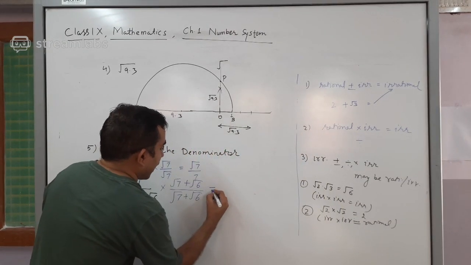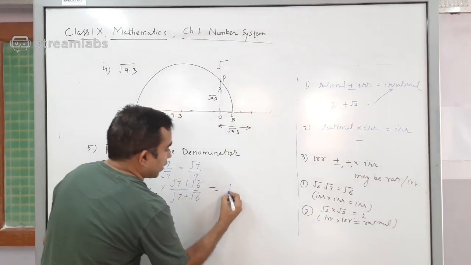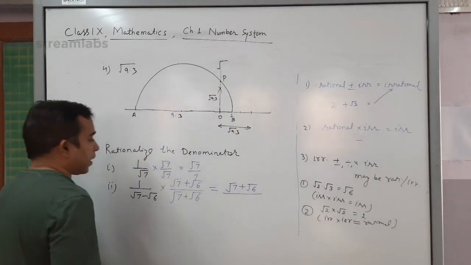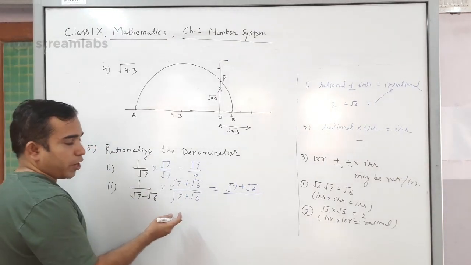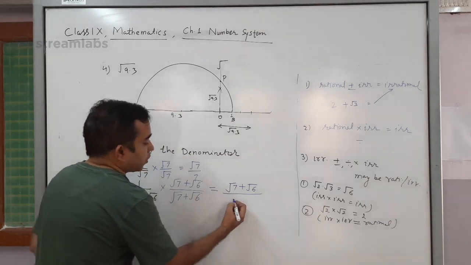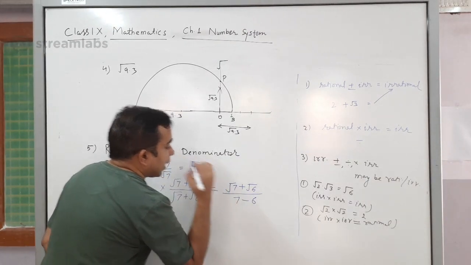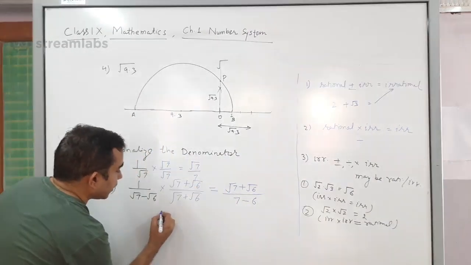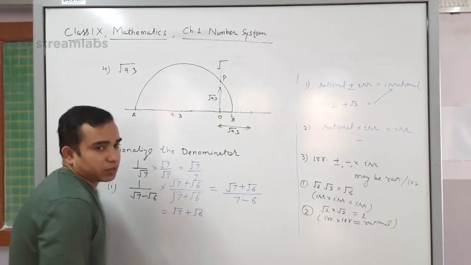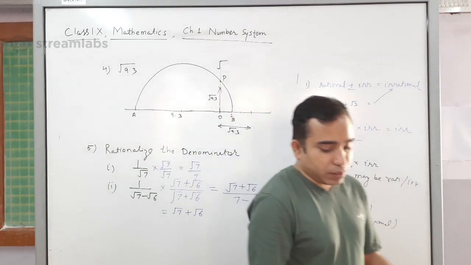If you multiply, 1 into root 7 plus root 6 goes on top, whole divided by, a minus b into a plus b is a square minus b square, root 7 whole square minus root 6 whole square, that becomes 7 minus 6. And 7 minus 6 is nothing but 1, and this gives you root 7 plus root 6. The denominator here is rationalized.